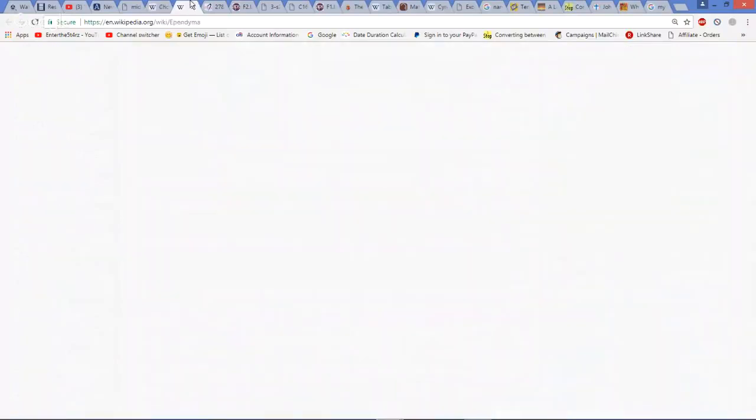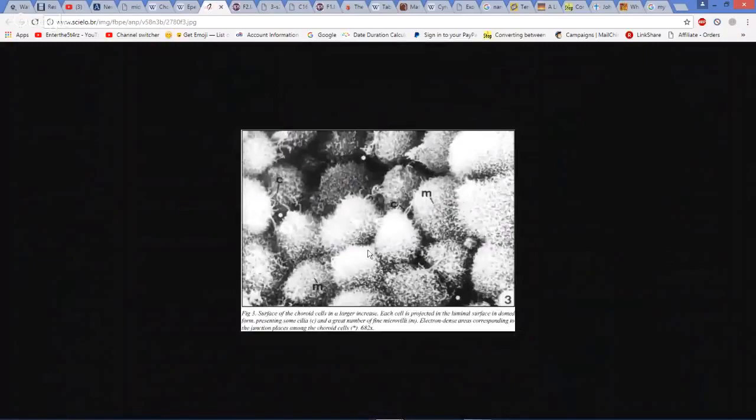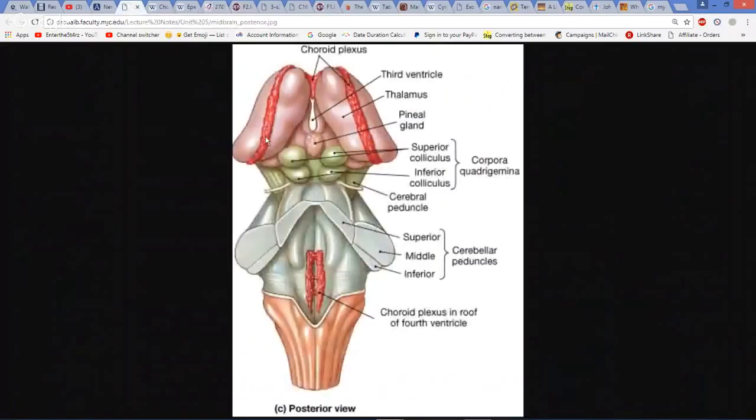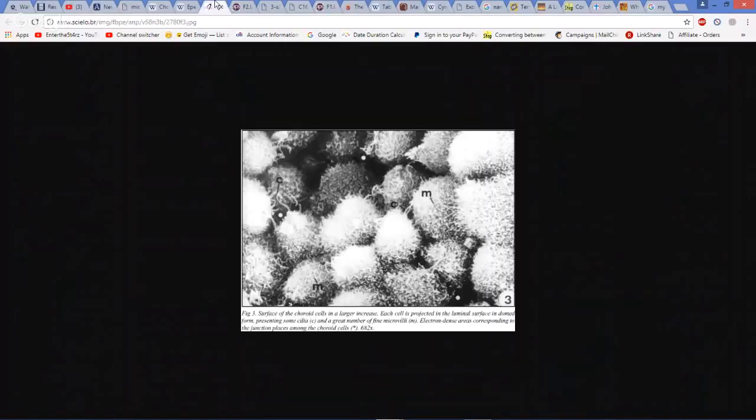Let me show you some pictures so you can kind of wrap your brain around this, no pun intended. Pictures pulled up that'll help you visualize this. Now, these are the surface of the choroid cells. And indeed, they look like thorns. So if you were to magnify this picture, these rope-looking structures, they indeed do look like thorns.